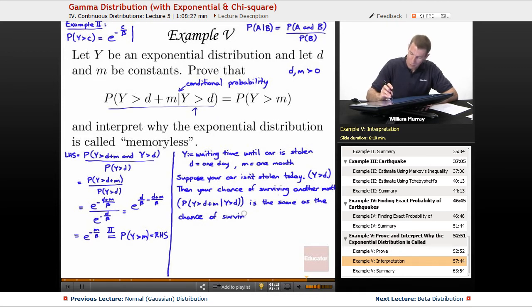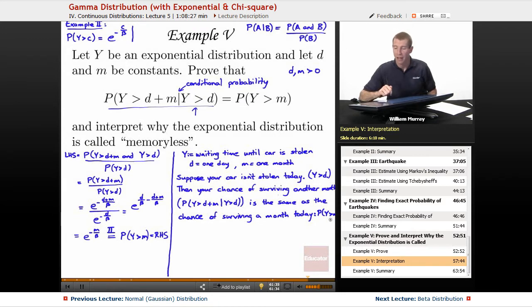I keep trying to misspell surviving. Maybe I should find a different word. Surviving a month today. So the chance of surviving a month today is the probability of y being bigger than m. What that means, let's think about that. You can think at the beginning of today, what's my chance of surviving a month? And you can calculate that out. It's the probability of y being bigger than m.